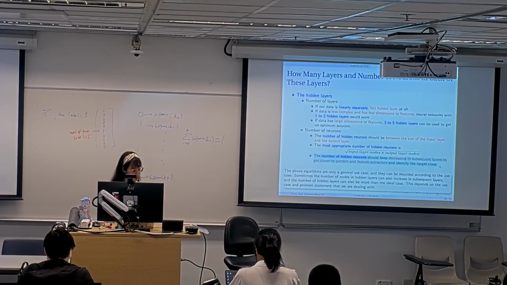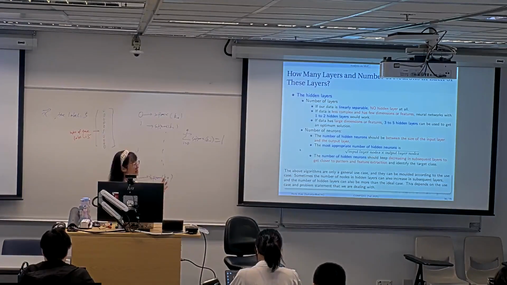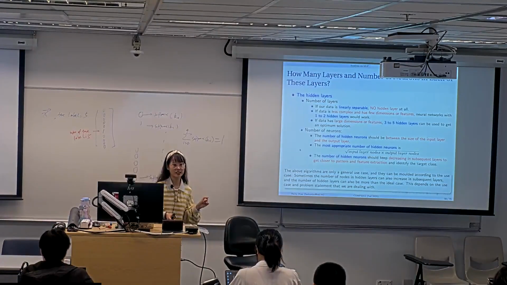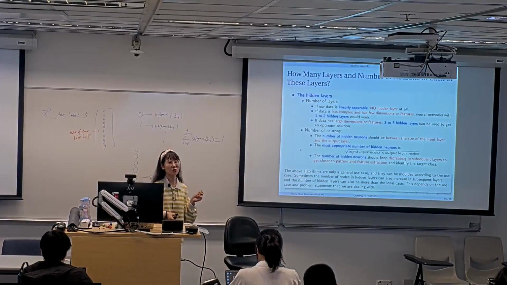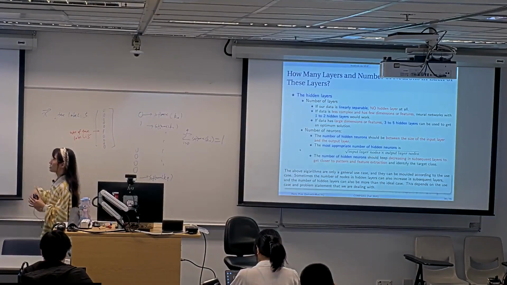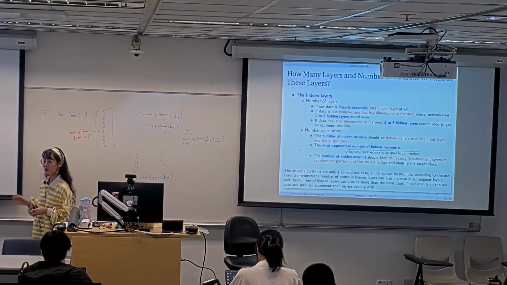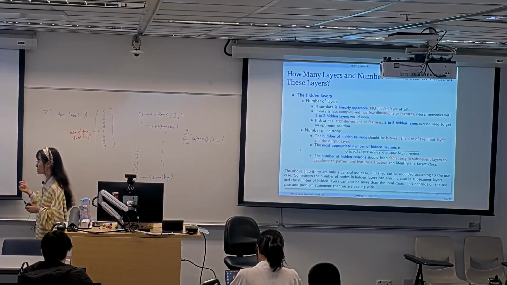All right. These are some general use cases, only general use cases. They can be modified according to the use case. That means they are not absolutely correct. Still, it depends on your own specific task, your own specific data you want to deal with. This is not always correct. You can refer to them. These are some conventional rules, but not absolute rules.